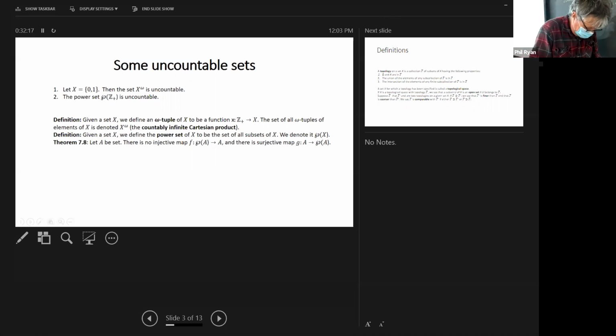And which direction do we want to show? We want to show the surjective one. So given a function from A to the power set of A, we want to show it can't be surjective.